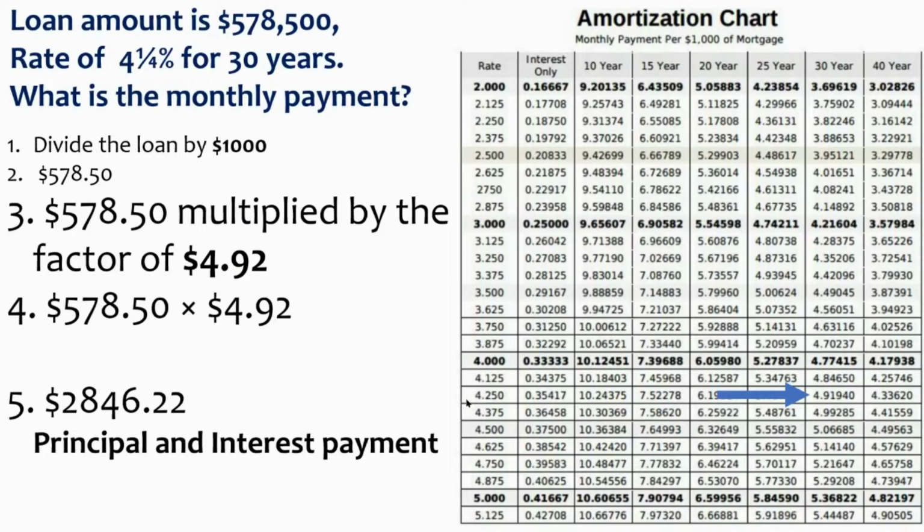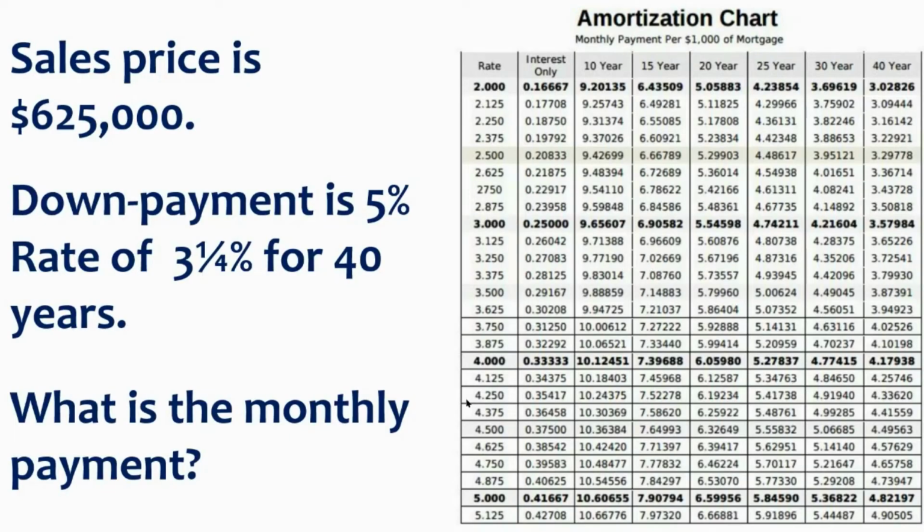The next thing we're going to talk about is question number 2. Another example. The example here that we've been presented is the sales price is $625,000. The down payment is 5%. You've been given your interest rate and you've been told for how long. They're asking you what is your monthly payment, and again, this is only based on what you borrowed, the principal, and the cost of borrowing money. Keep in mind the chart or the sheet that you're provided is based on what you borrowed.